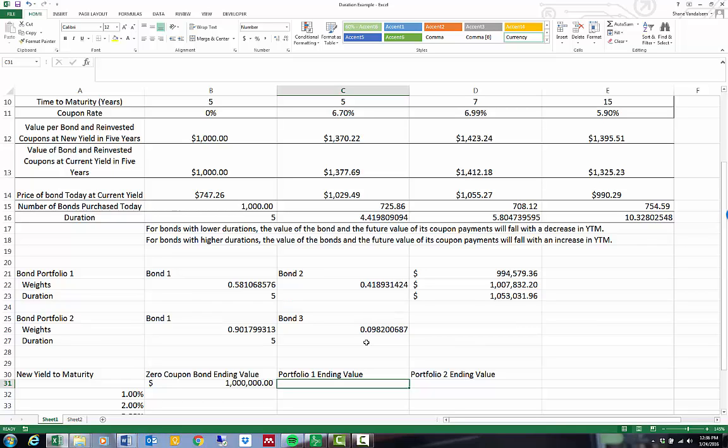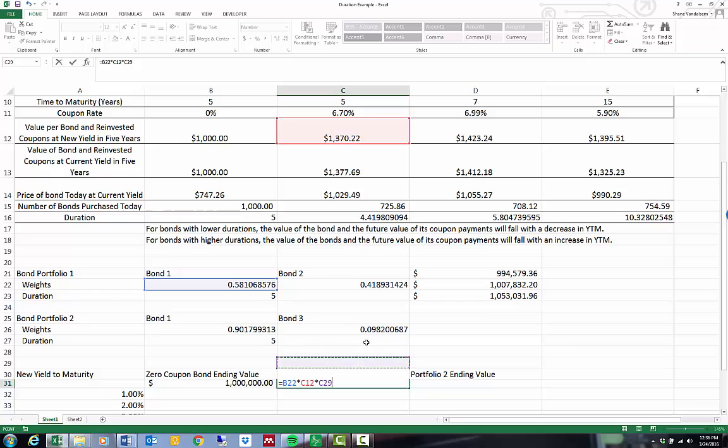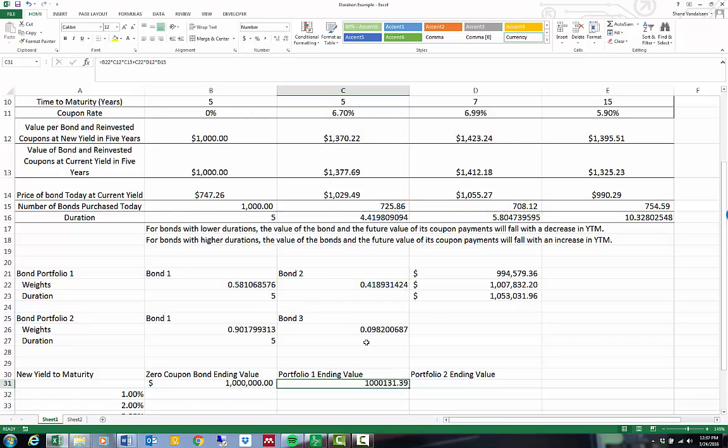So for portfolio 1, we're going to put that equal to the weight in bond 1 multiplied by the ending value per bond with the new yield to maturity multiplied by the number of those bonds we need to purchase today, plus the weight in bond 2 multiplied by the value we get at maturity if the yield to maturity changed, multiplied by the number of bonds we need to purchase for that bond. And we get $1,131.39.